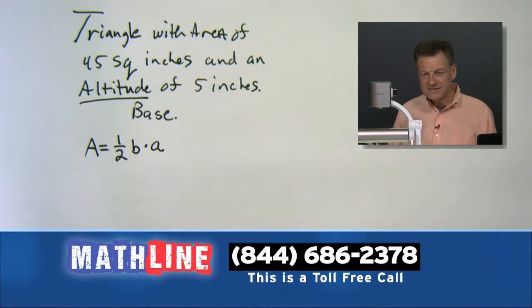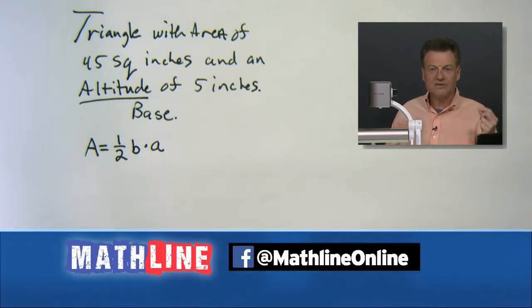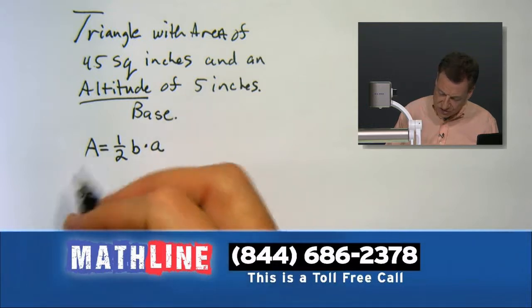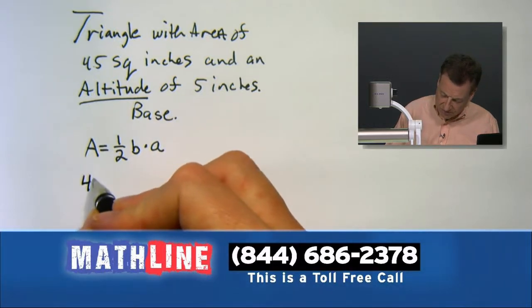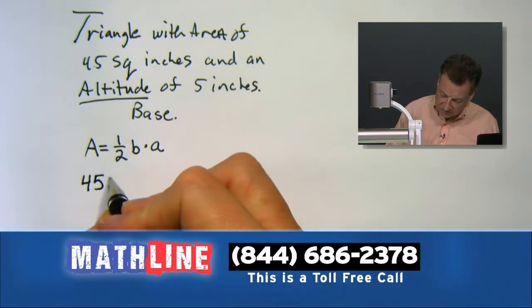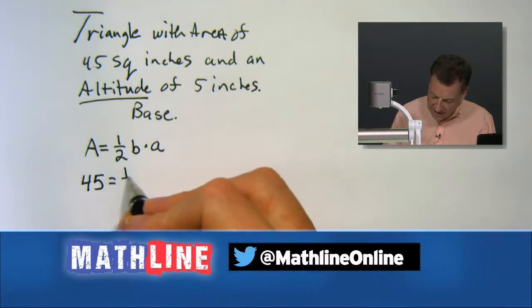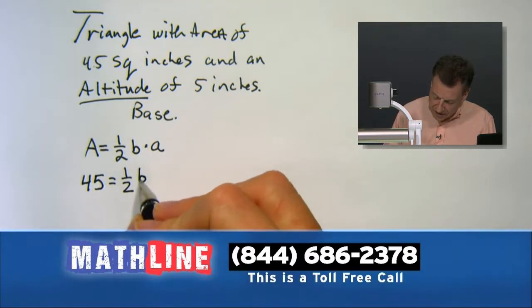So basically, we have 2 of these 3 variables ready to go. Got it? Ready to go. Yeah. So we're going to replace and substitute what we've got to do here. We'll put a 45 in there for the area, because that's what it is. We have a 1/2. We don't know the base. We'll just keep a B there.